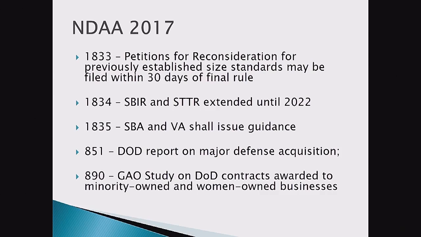The Department of Energy right now is allowed to count subcontracts toward their prime contract goals under their M&O contracts. There was a proposal to allow major defense acquisitions to do that as well. But instead of doing that, luckily, they're now just going to do a report, and we'll see how that goes. And then GAO is going to do a study on DoD contracts awarded to minority-owned and women-owned businesses.